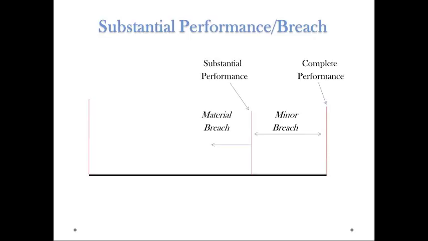If, however, a party to a contract's performance is not even up to the substantial performance line, in other words, it's less than substantial performance, we call that a material breach, which means a significant breach. It's a big deal. In fact, the term material breach is a legal term of art, a very important one. And when there's a material breach of contract, the non-breaching party is excused from further performance, can get out of the contract, and is no longer bound to perform.